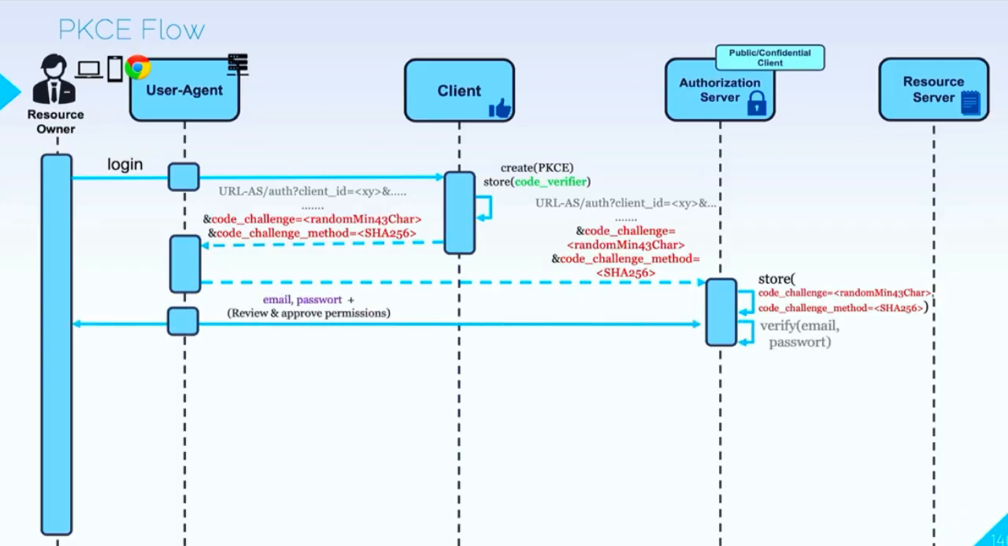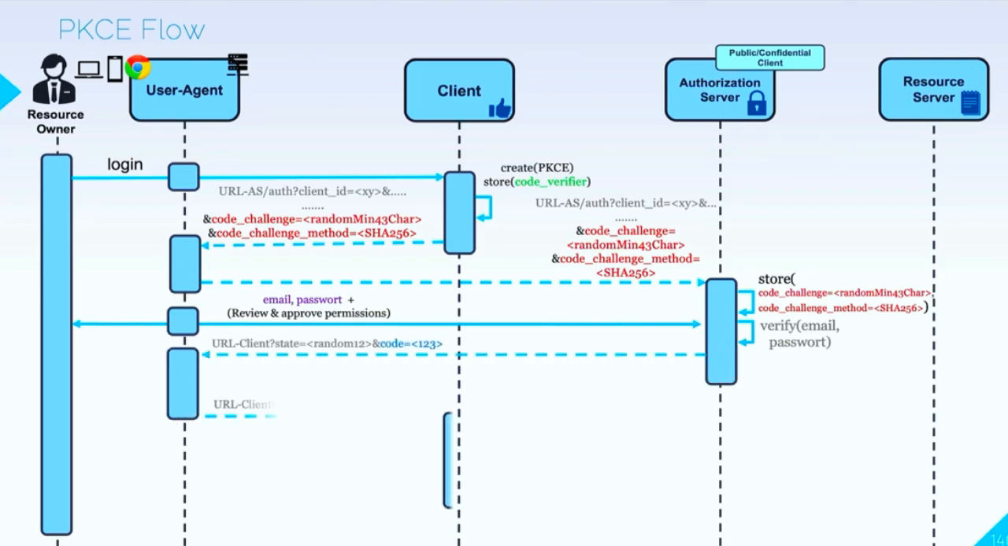The resource owner authenticates with the authorization server and, if applicable, reviews and approves the requested scopes. After successful authentication, the authorization server generates an authorization code and redirects the resource owner back to the client, along with the authorization code and state as query parameters in the URL, just like in the regular authorization code flow.